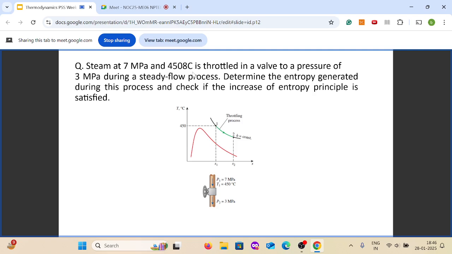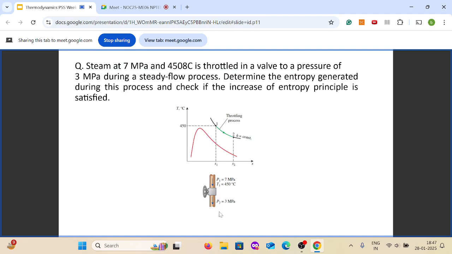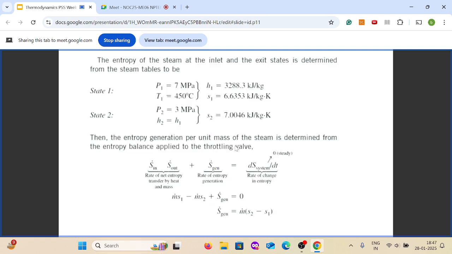From a steam table, for a pressure of 7 megapascal and 450 degrees Celsius, we can find that enthalpy at state 1 is 3288.3 and entropy is 6.6353 kilojoule per kg Kelvin. Next is state 2. We know one property, which is 3 megapascal. To locate a point, you need basically two values. That's the two-property rule to find a state point. Here we know the pressure, and the next is the enthalpy. We know that the enthalpy is constant, so the enthalpy is known. Now we know two properties to locate state 2. State 2 is 3 megapascal and enthalpy 3288.3 kilojoule per kg. From there we can find that entropy is 7.0046 kilojoule per kg Kelvin.